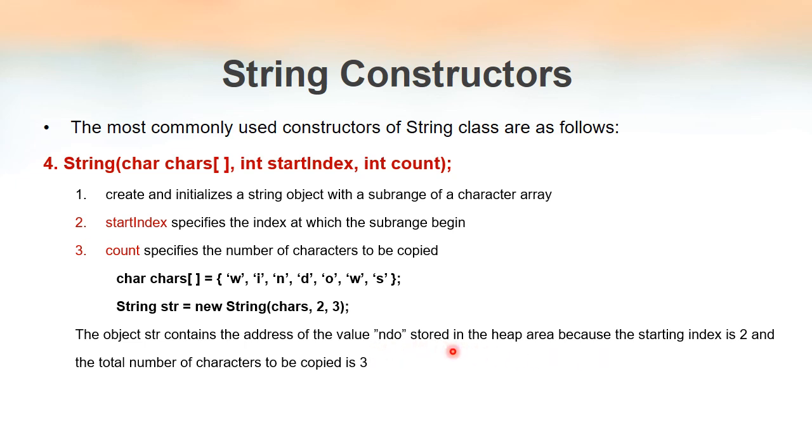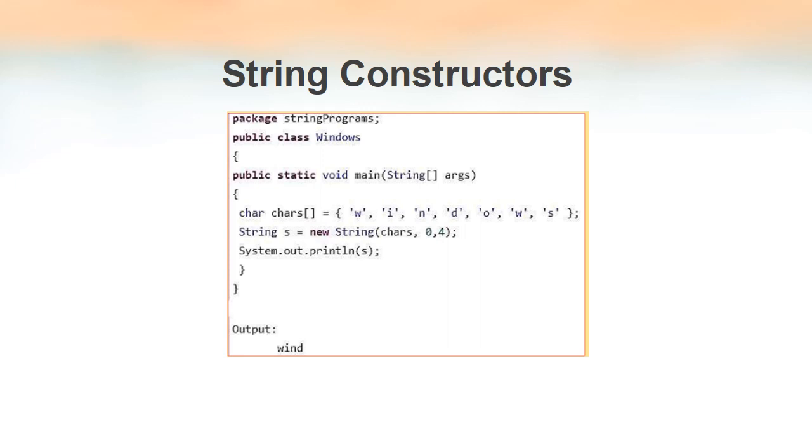So NDO will be stored inside the heap area, and the object name will be str, because the starting index number is 2, and at index number 2 the character is n, and I have to use 3 characters. So starting from n is one character, and d is the second character, and o is the third character. So NDO, 3 characters will be copied or used to create the string. So that is how it works; we will see an example of the same constructor.